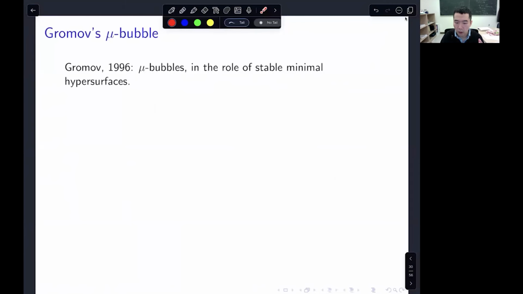That important idea has been greatly developed in the past few years, and these objects are called Gromov's mu-bubbles. The use of these bubbles dates back to 1996, and the hope is, as described before, to construct similar nice geometric objects in the role of stable minimal hypersurfaces, but that are more flexible and whose existence is easier to guarantee. So let me discuss the basic setup of this construction.